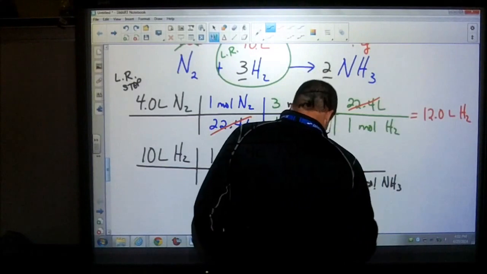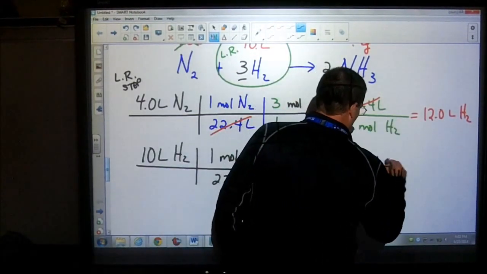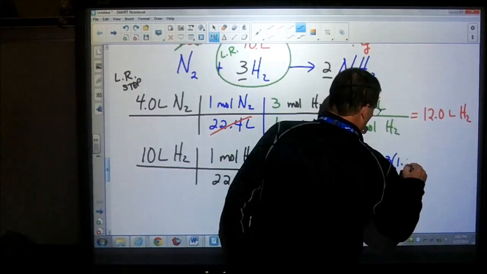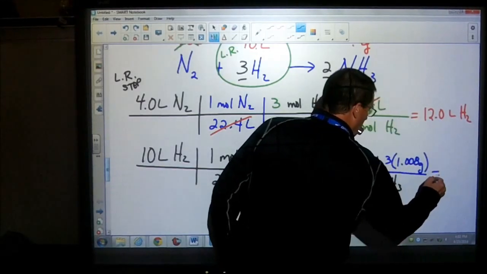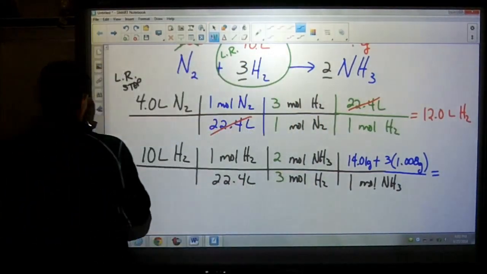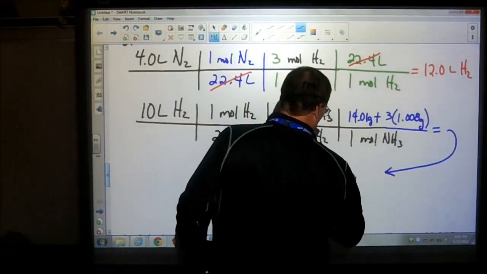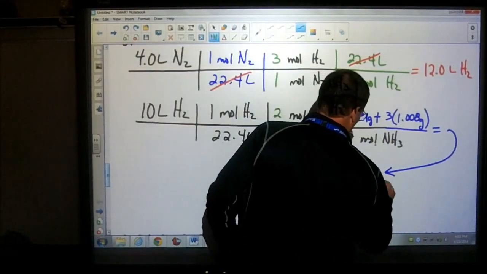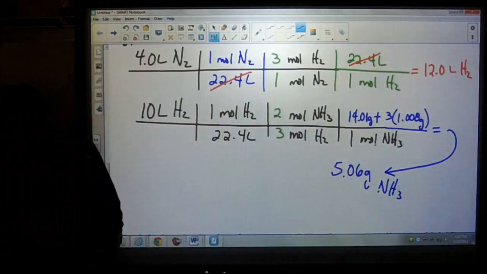So keep that in mind. We have 1 nitrogen, which is 14.01 grams, plus we have 3 hydrogens, 1.008, and we'll find out what that value is there. I get 5.06 grams of ammonia. Pretty cool.